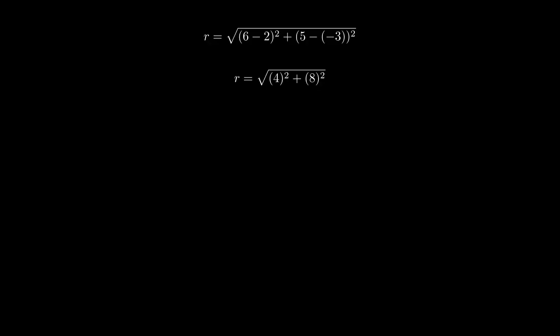Simplifying inside, we have r = √(4² + 8²). Computing the squares gives us r = √(16 + 64). Adding these together, r = √80. We can simplify this as r = 4√5.